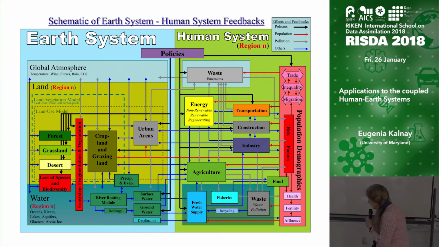So we could at least try to, and we have some examples, show the difference that including the interaction, the bidirectional feedbacks between the human and the natural system, makes. And very, very importantly, it has policy. So the government or whoever is in charge decides the policies, and people think the government cannot do anything.